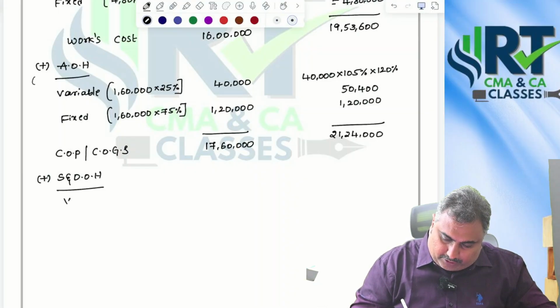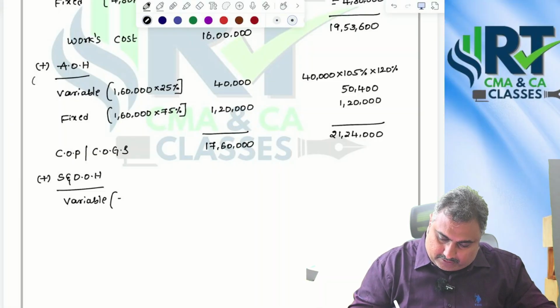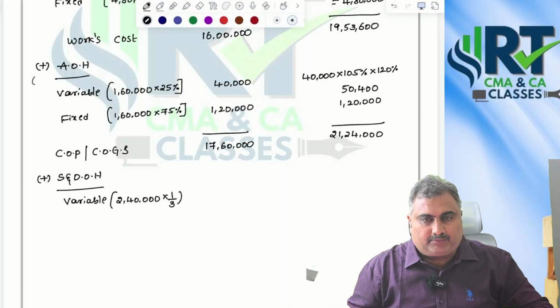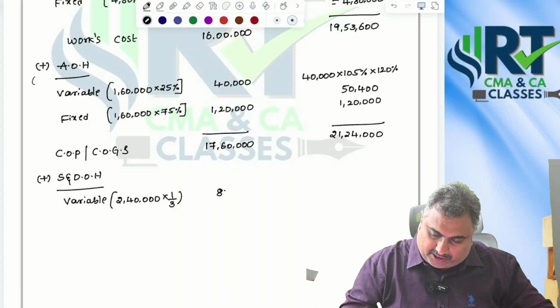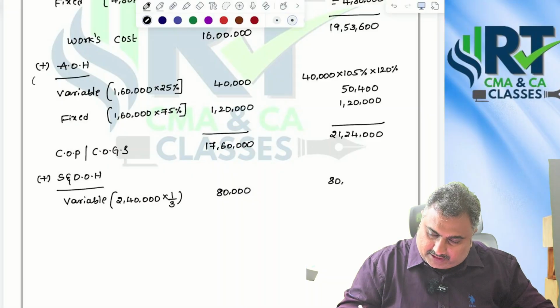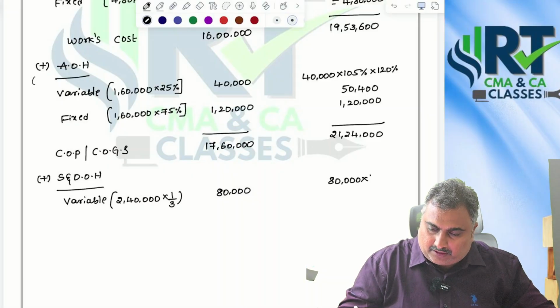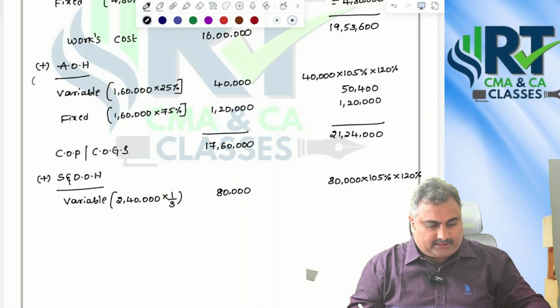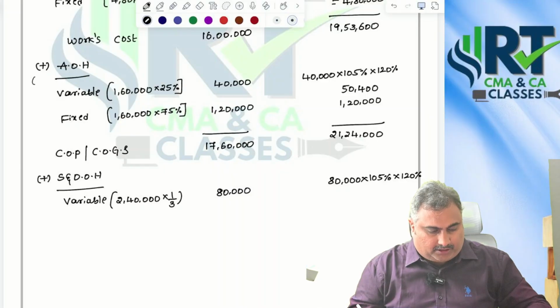Under that, write down first the variable part. That is equal to 2,40,000, already given in the question, into 2/3 is fixed. That means 1/3 is variable. You are getting 80,000 rupees. So here once again, 80,000 into, all variable overheads increased by 5% and output increased by 20%. That's the reason 80,000 into 105% into 120%.